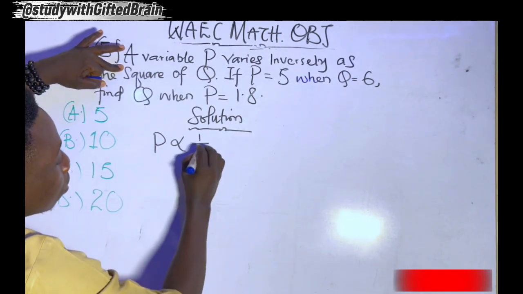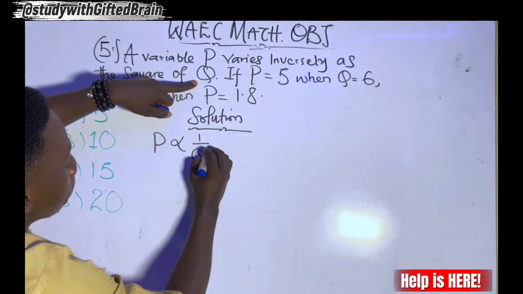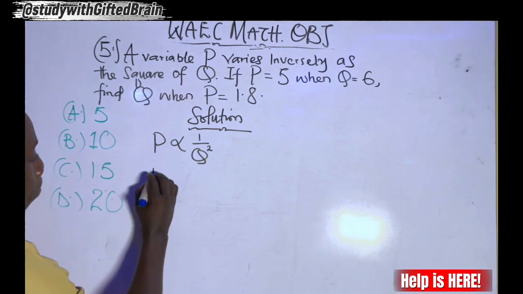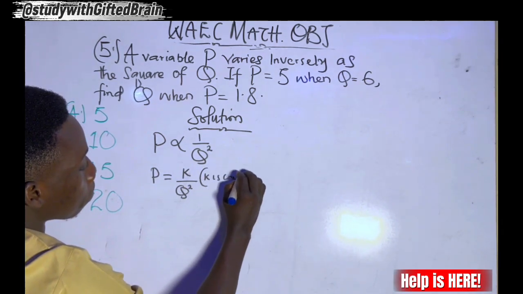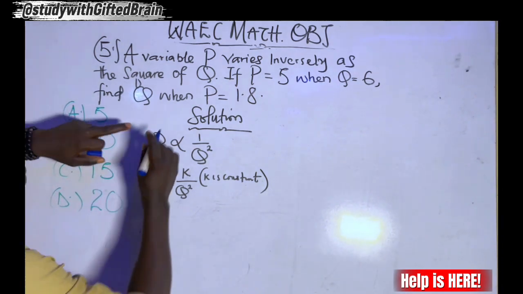So one of the things you do first is that you write it as an inverse equation, which is going to be p inversely varies to 1 over q squared. Then you write p equals k over q squared. You have to multiply 1 over q squared by your constant of proportionality, and k is constant.